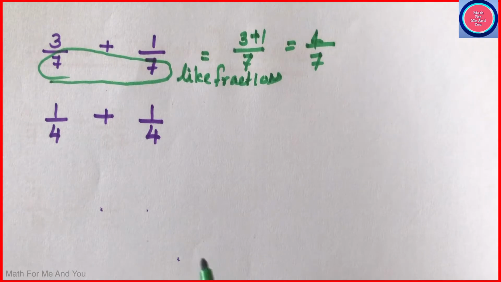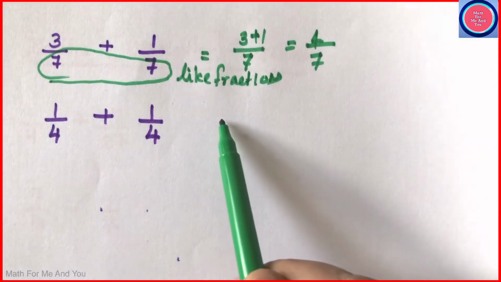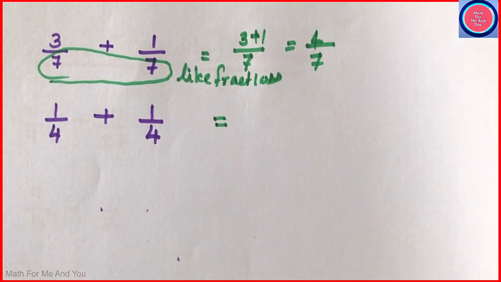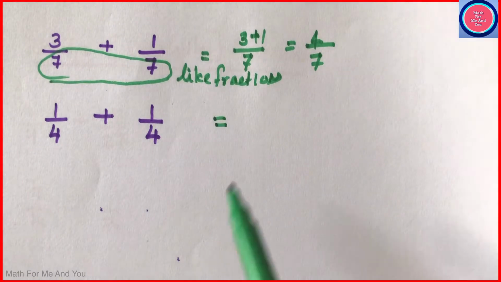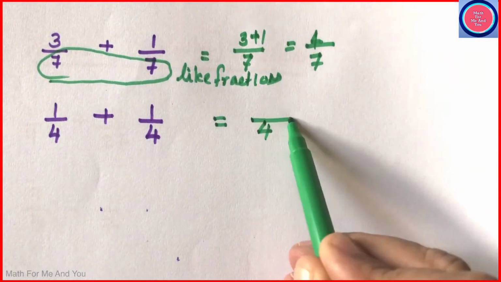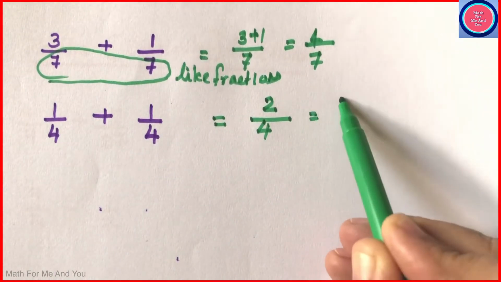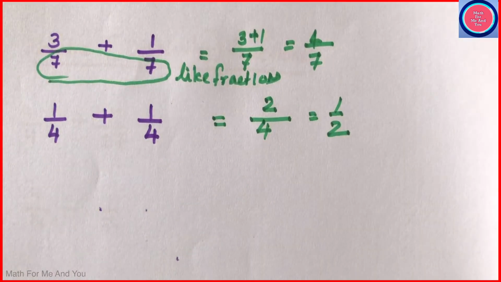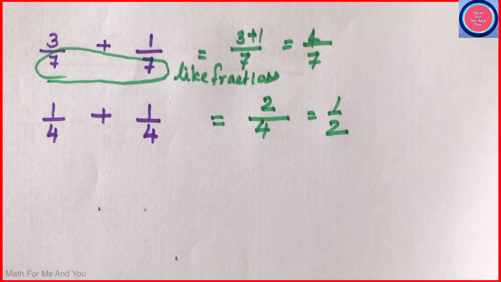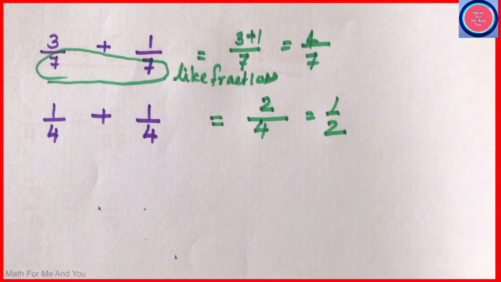Look at the second question, 1 over 4 plus 1 over 4. Already we have studied how to answer. Write the denominator 4 same. So the answer has the denominator 4 and the numerator 1 plus 1, that is 2. But in this fraction there is a common number 2 in the numerator and denominator, we can cancel. We get 1 over 2.